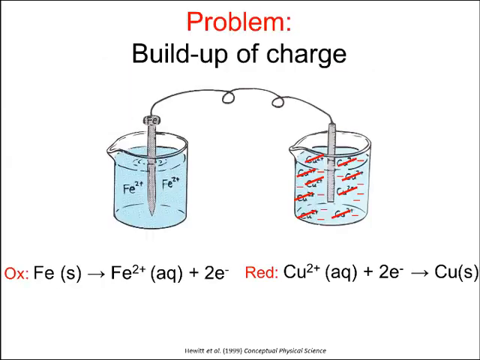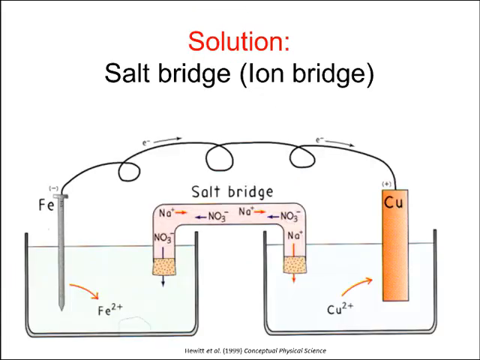Now we just have a problem with it, and that problem is that as it stands now, we're going to have a build-up of charge. It's going to be a positive build-up around the iron electrode and a negative build-up around the copper electrode. And so that's going to cause the reaction to stop after a while. So how do we solve this problem? We solve this problem with a salt bridge.